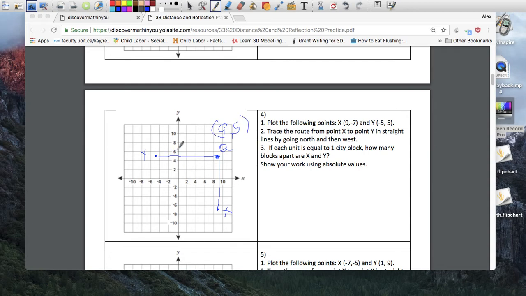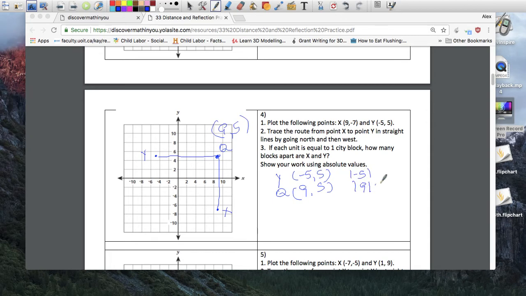So I want to find the distance between Y and Q, and then Q and X. I'm going to do this in 2 parts. Y and Q. Y I already know, it's given to us. (-5, 5). Q is (9, 5). Notice that these two have the 5 in common, so I want to take the absolute value of negative 5.